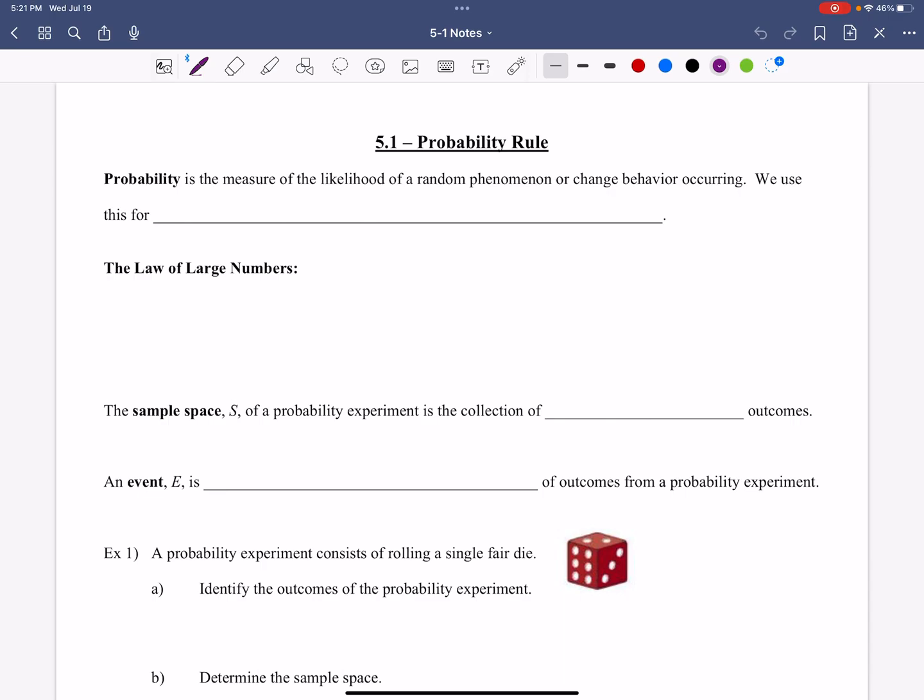So probability is a measure of the likelihood of a random phenomenon or chance behavior occurring. We use this for long-term predictability. What we're saying is, what's the likelihood something's going to happen, and then we can predict what should happen next based on what we're currently looking at. That's a probability, the probability that something will happen next. We use that a lot in statistics, right?